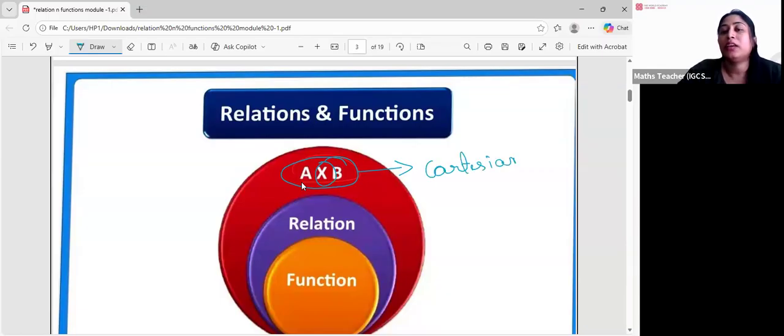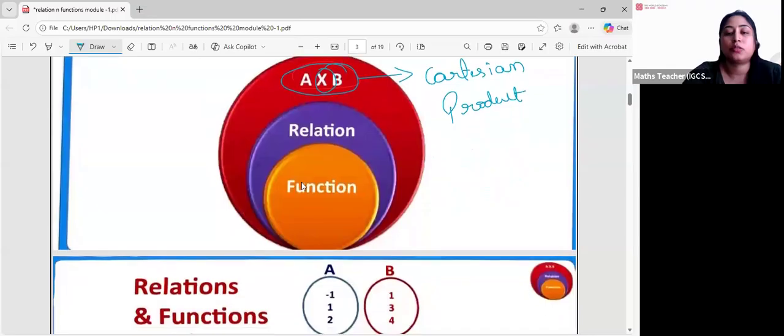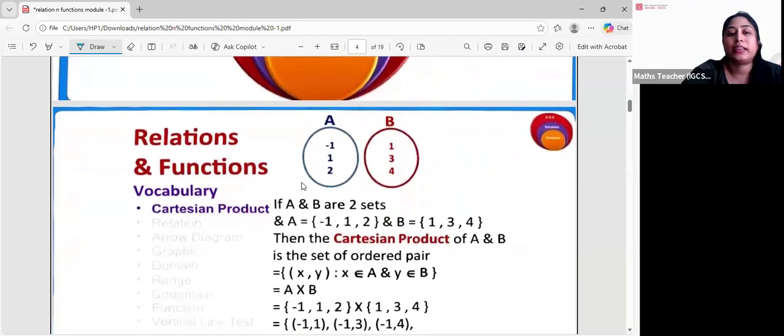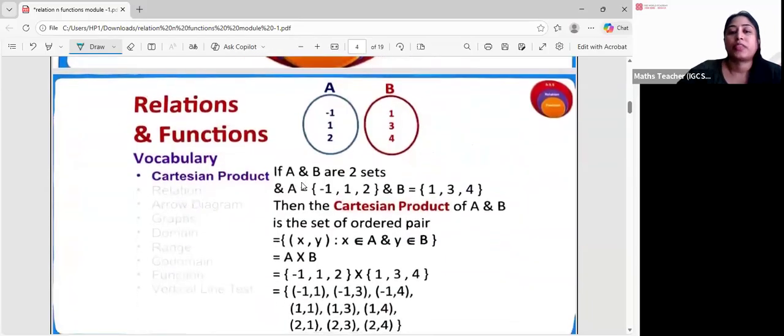So what is this A cross B? It is the Cartesian product. Before getting to know about relations and functions, we need to know the concept of the Cartesian product, that is A cross B, B cross C. We need to know about the Cartesian product first before knowing relations and functions. So let us see the definition of Cartesian product first.